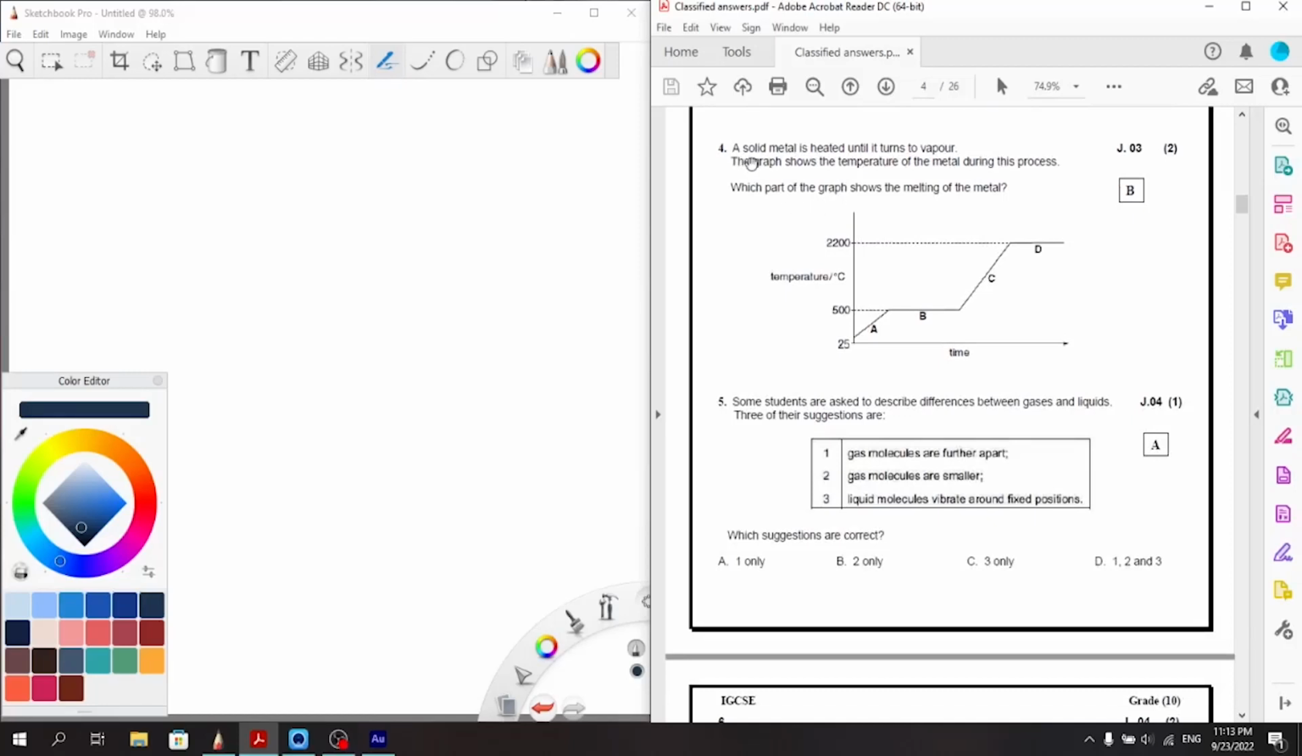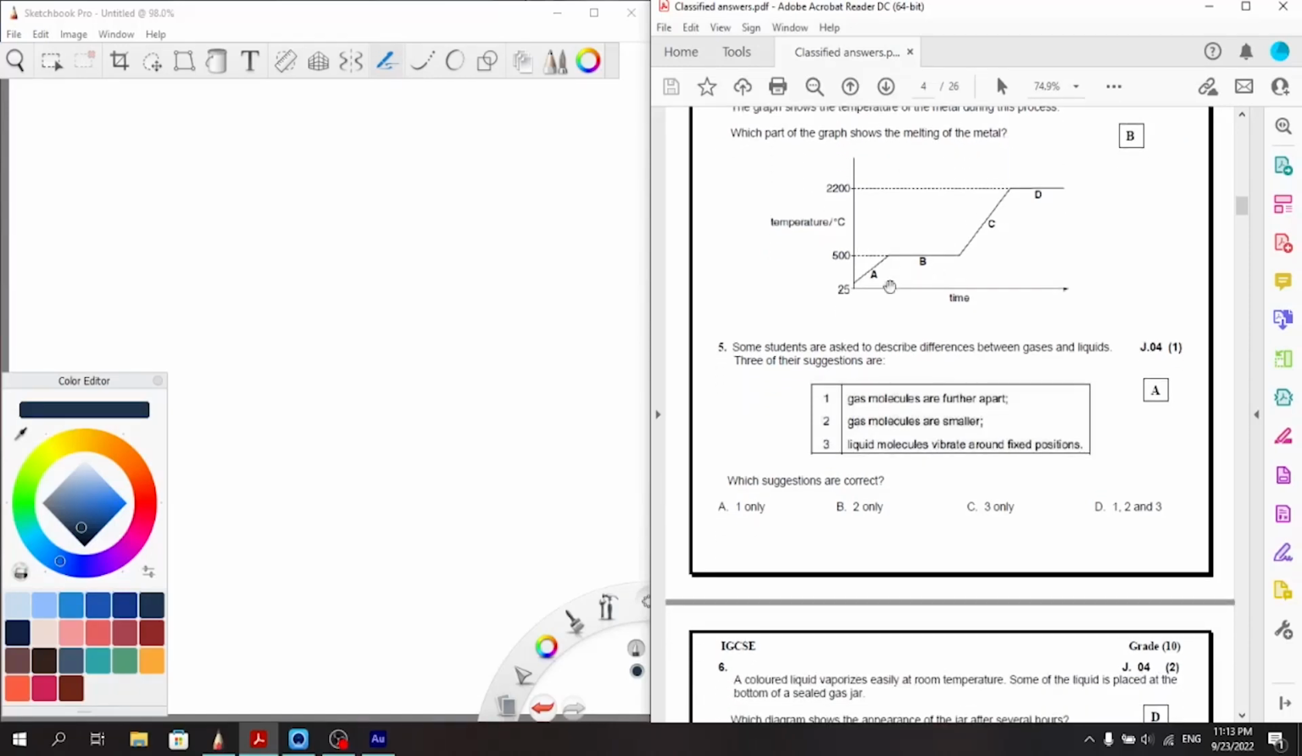Number 4, a solid metal is heated until it turns to vapor. The graph shows the temperature of the metal during this process. Which part of the graph shows the melting of the metal? Okay, so we have here point A. Just let me get to the whiteboard real quick.